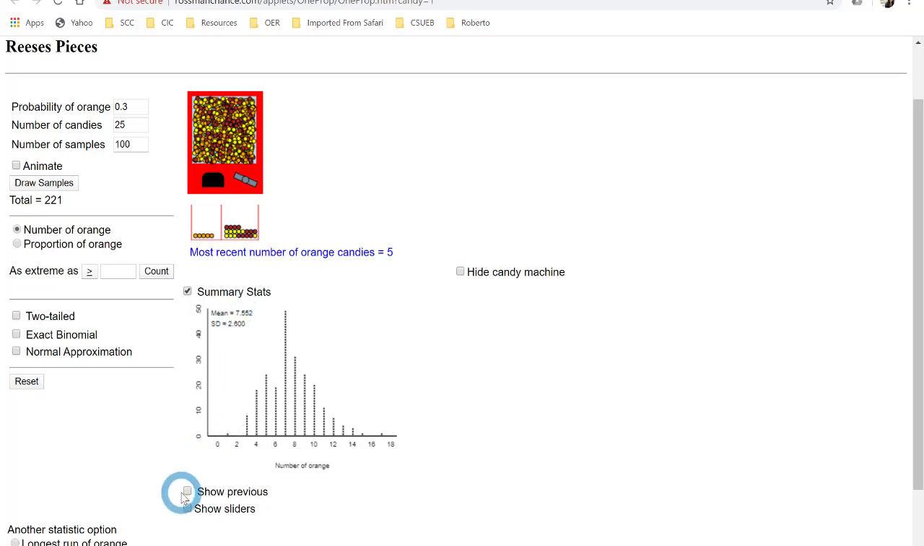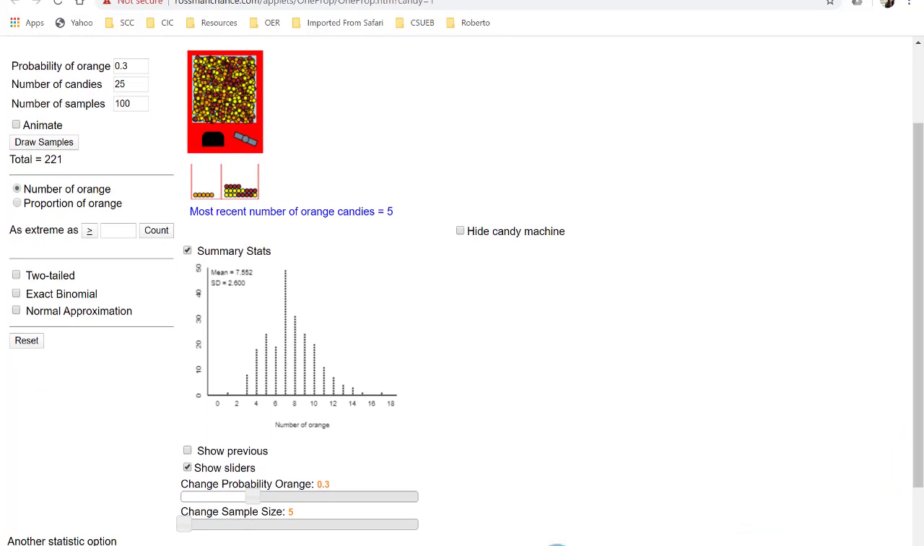Okay, so so far, let me scroll up a little. Down here are sliders. I left the probability the same, and the sample size in our case was 25. There we go. And so the mean was 7.5, and we could tell the standard deviation stayed around 2. So I bet the population standard deviation is about 2 and the average is about 7.5.